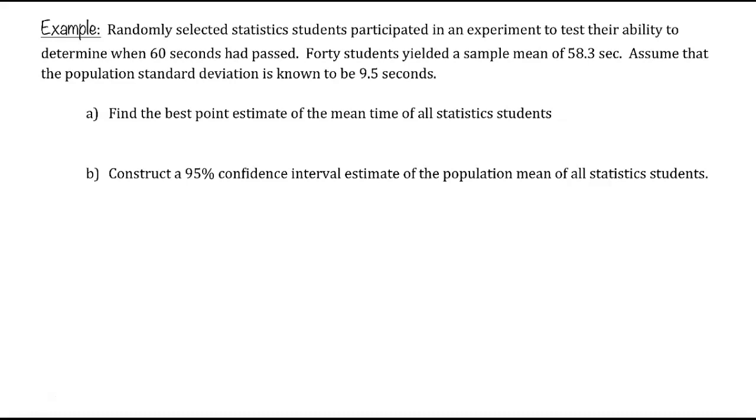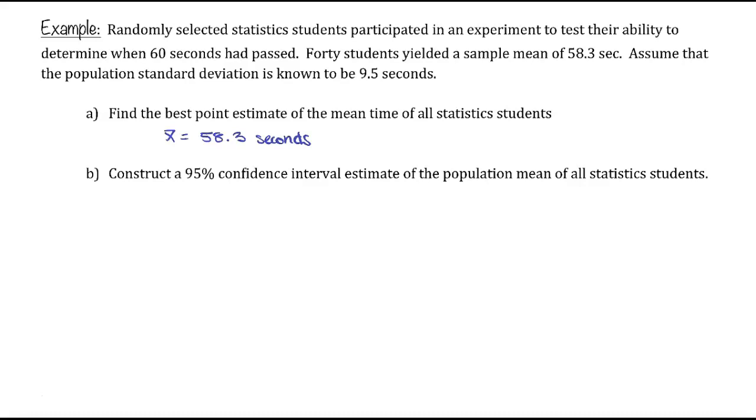What is the best point estimate for the mean time of all statistics students? That is, what is the best point estimate for the population mean? The best point estimate is the sample mean, and in this case, that is 58.3 seconds. Now, let's construct a 95% confidence interval estimate for the population mean for all statistics students.